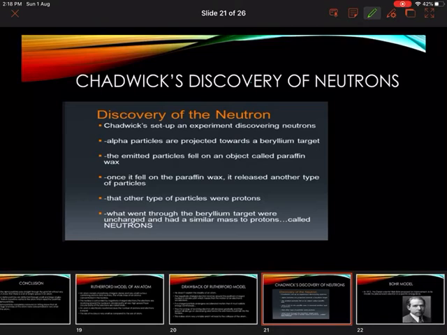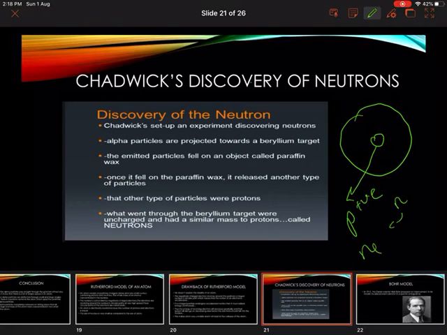Chadwick was the one who discovered the neutron. Neutrons inside the nucleus are the main reason why atoms do not collapse. Inside the nucleus, protons are positive and neutrons, we will see, are neutral. But as we know, positive charges repel each other, so this should cause the atom to collapse.